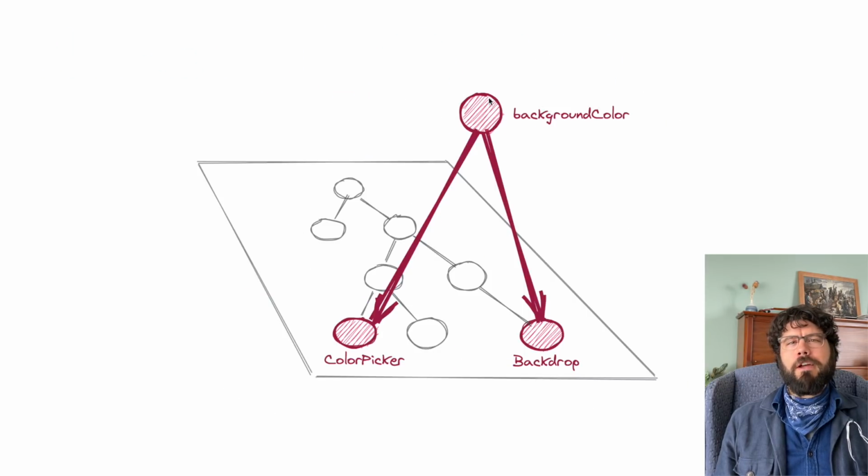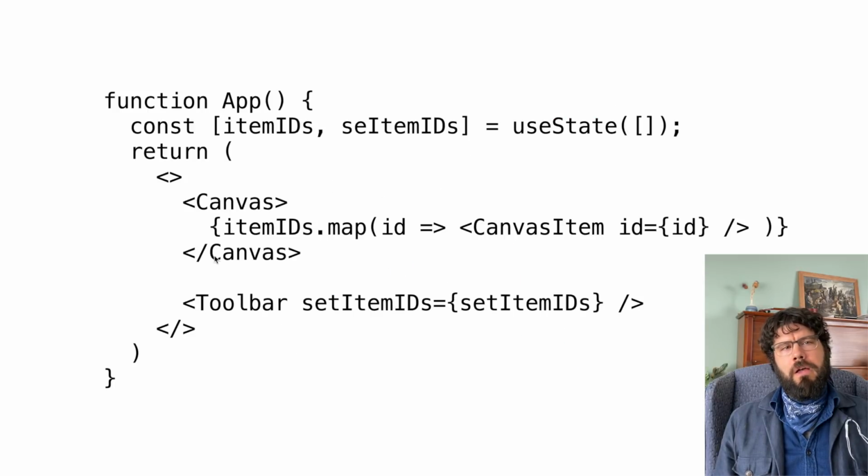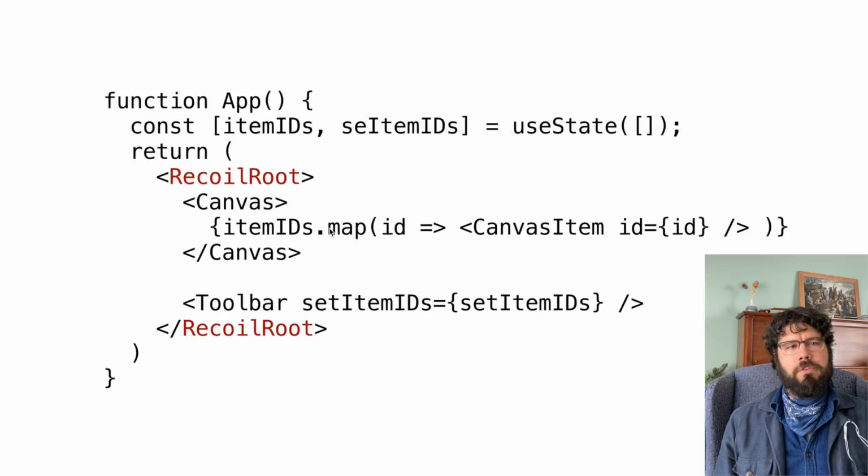So this is the picture. We're going to have this background color atom, and then it's going to be connected to these two particular components, which will re-render when it changes, and nothing else in the tree is going to re-render. So here's this app component that we had before up at the top, and we just need to make a very small change. We're going to add this Recoil root component. It's just a context. Everything that you see in Recoil is going to be scoped to that. You generally just want one in your app.